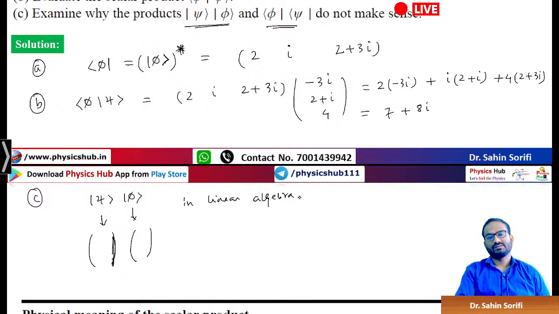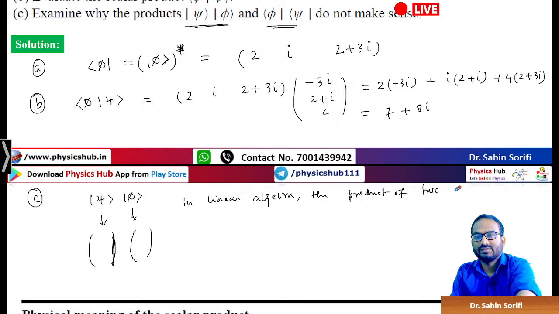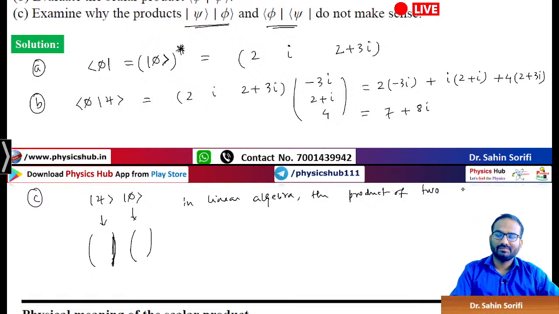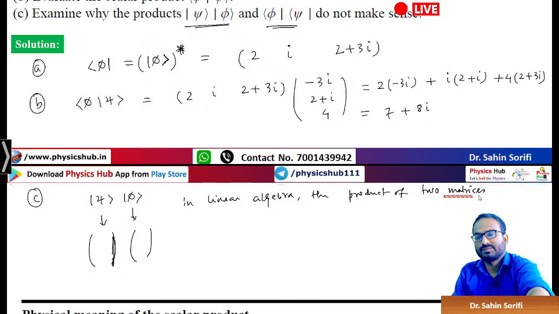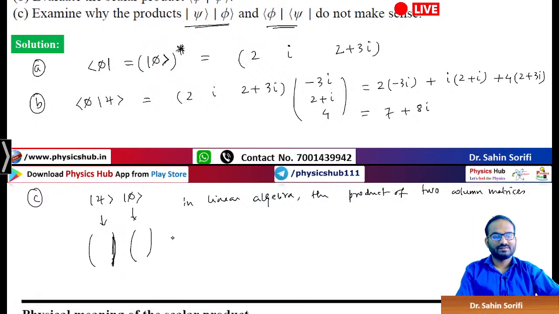Okay, so in linear algebra we know that the product of two column matrices, you know there is certain rules to take matrix product. The product of two matrices, column matrices to be precise, two column matrices cannot be performed.